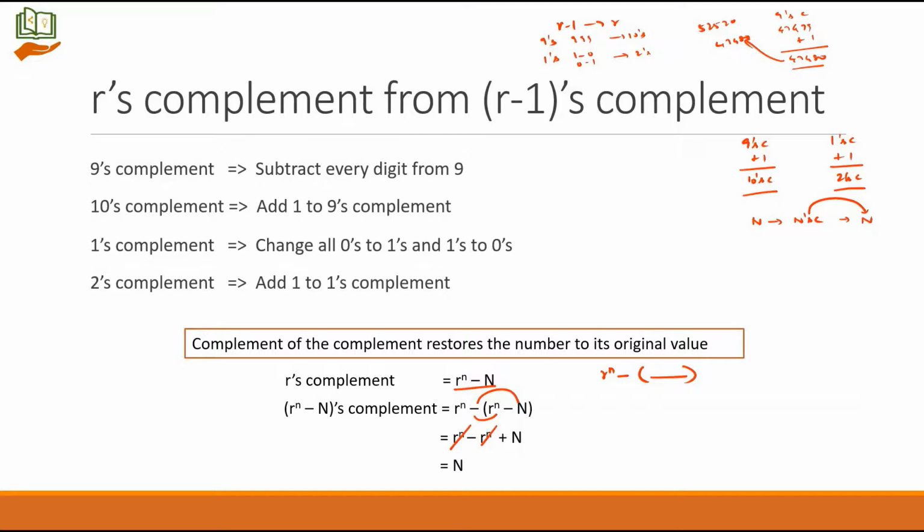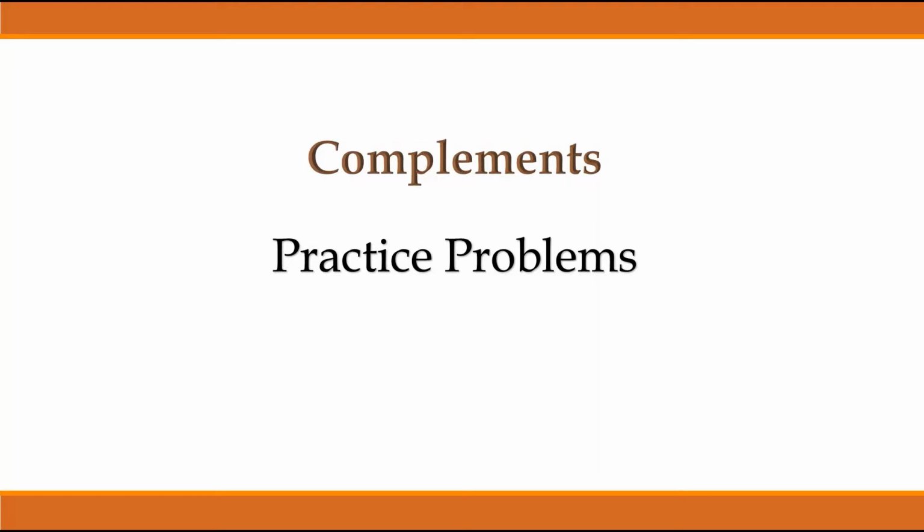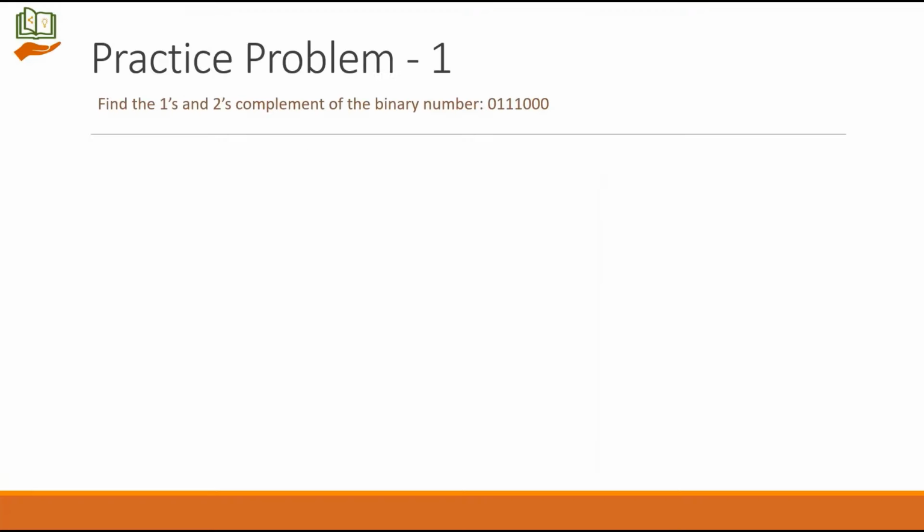Why are we doing all these processes? Actually, in computations, a computer cannot do all the calculations as we do on paper and pencil. Complements are the ways with which things are done in an efficient way. Let's get into the practice problems of complements. The first practice problem: find the 1's complement and 2's complement of the binary number. We will stick to the simplified process. We will find the 1's complement and just add 1 to it to find the 2's complement.